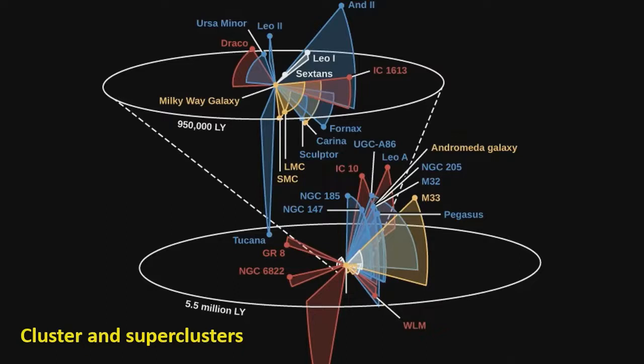Groups of galaxies in clusters orbit around their common center of mass, and they are bound together by their mutual gravitational pulls. In clusters that are very dense, collisions can occur.